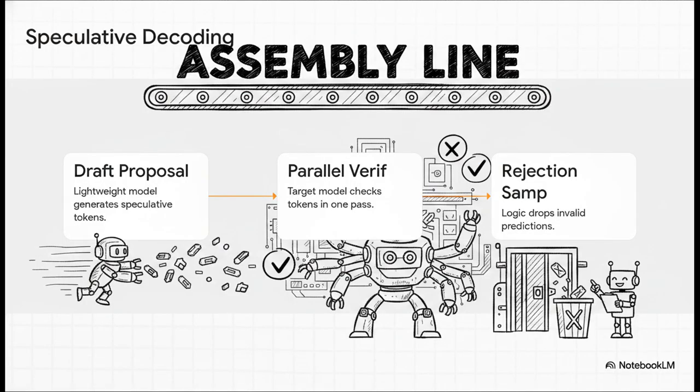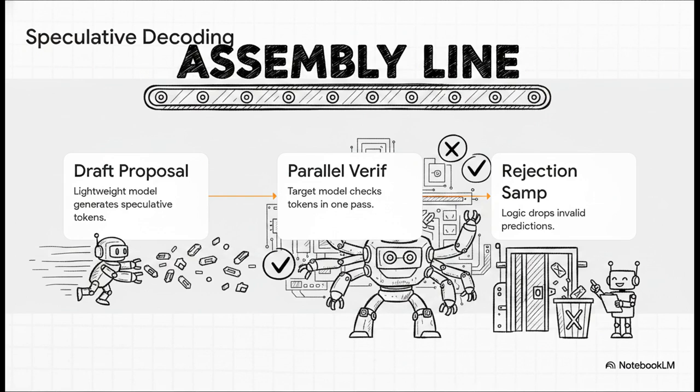In step 1, a faster, much smaller draft worker rapidly proposes a sequence of tokens. Then in step 2, your massive target model verifies all that work simultaneously in a single forward pass. Since the target model's cache for the original prompt is already sitting there in memory, it uses its idle compute cores to verify the whole batch instantly.